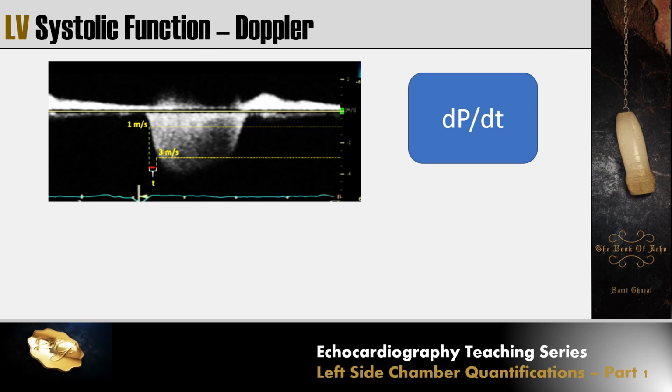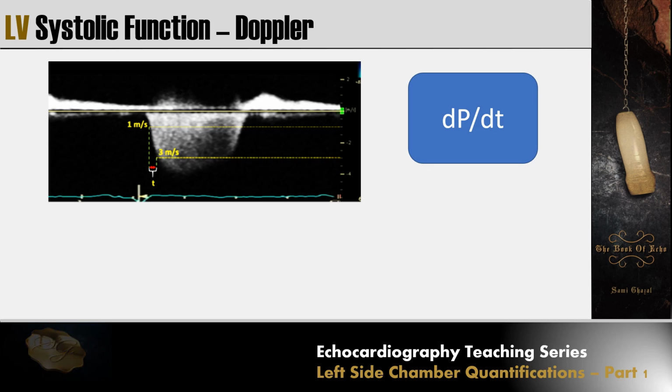MPI is load dependent. It is dependent on the preload, LV filling, and the afterload, which is vascular resistance, as well as the systemic blood pressure. dP/dt is another parameter that is load independent somehow. It is the rate of increase of the pressure within the LV, and usually it is during the isovolumic contraction period. I will tell you again why that is.